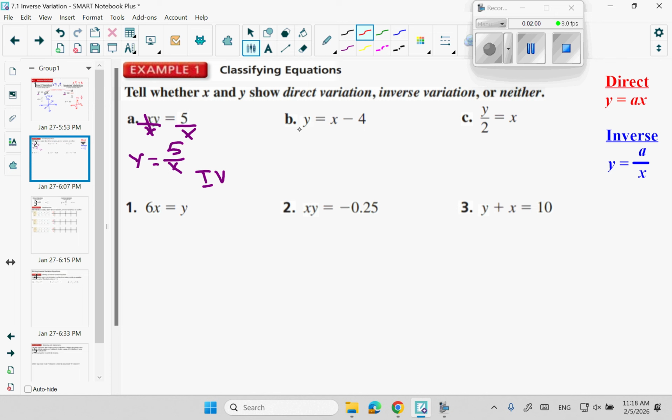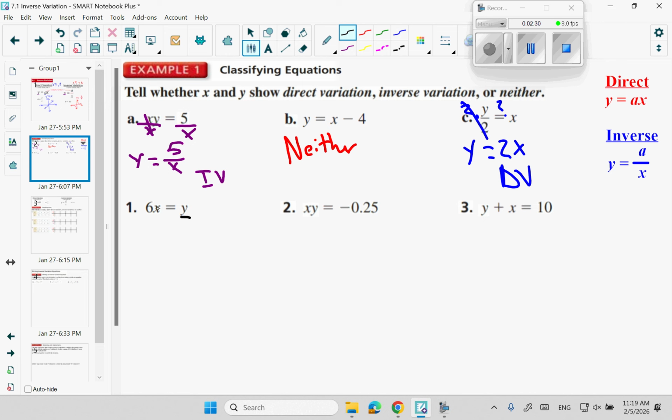Letter B, I have y by itself, but I have x minus 4. The x and the 4 are being subtracted. They're not being multiplied or divided. So this would actually be neither. Here, we have to get y by itself, so you multiply both sides by 2. So we get y equals 2x. That's multiplying, so that would be direct variation.